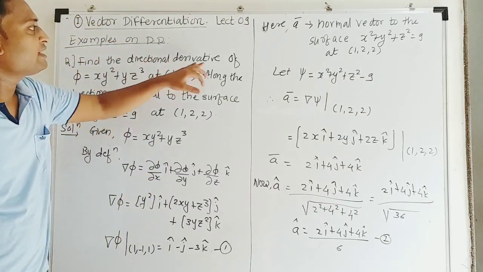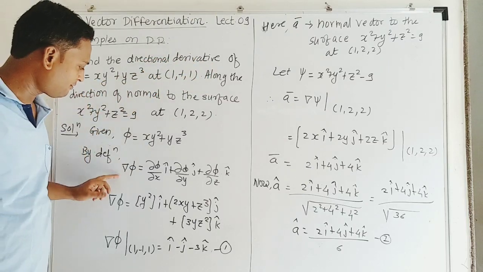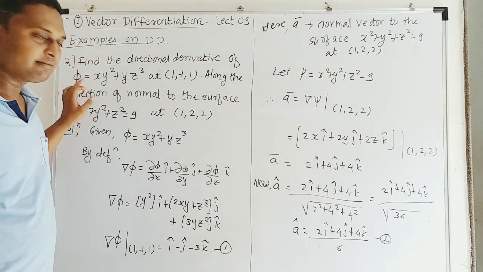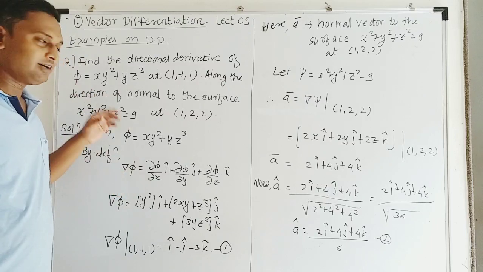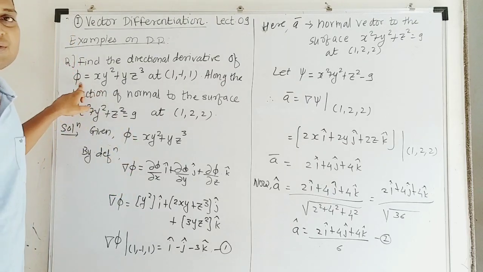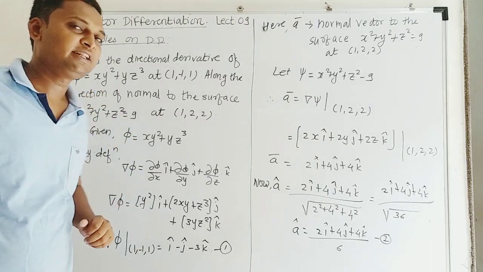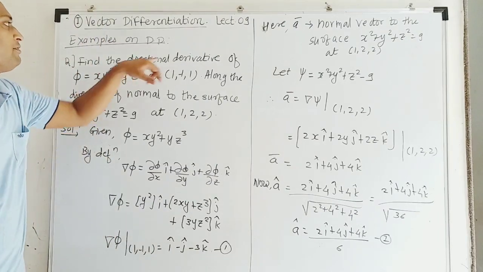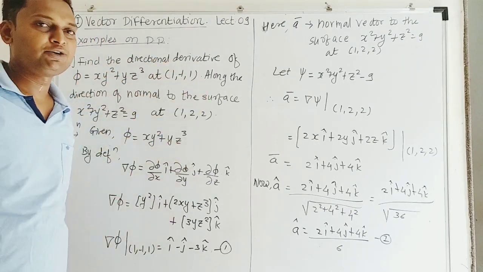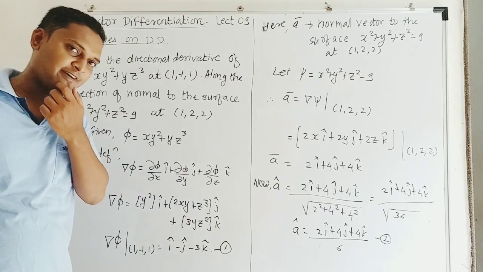So we have to find the directional derivative of this surface. This will be our phi. You can use other notation; in an example they may give this as f, or some other letter. But whatever function's directional derivative you are going to calculate, we find its gradient initially.